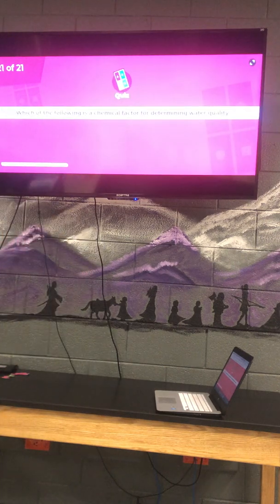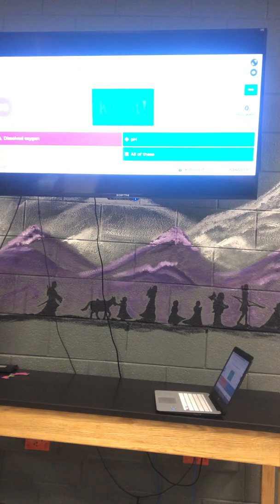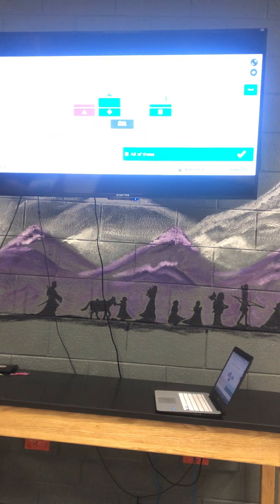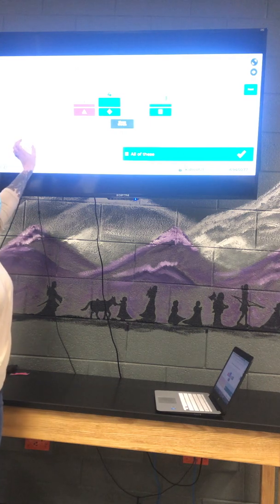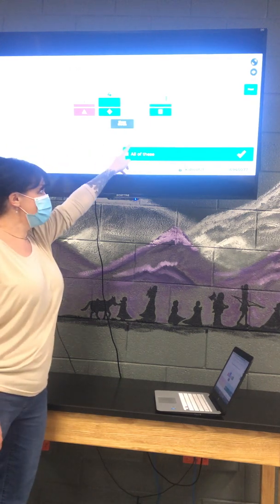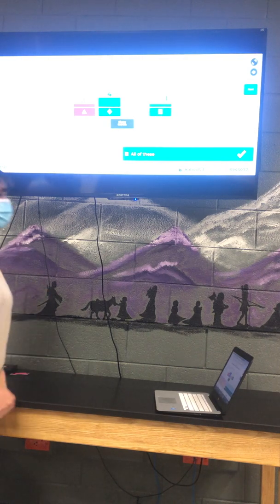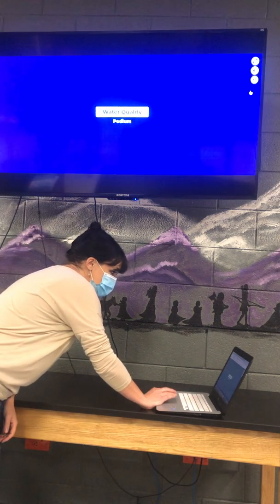Okay, last one. Which of the following is a chemical factor for determining water quality? So chemical factor. Okay, so it was all of these. All of these are a chemistry test. Oxygen, think like chemistry, that's on the periodic table. Nitrates and phosphates are a chemistry compound. pH is a measure of how acidic or basic it is, so that's a chemical thing. All right.